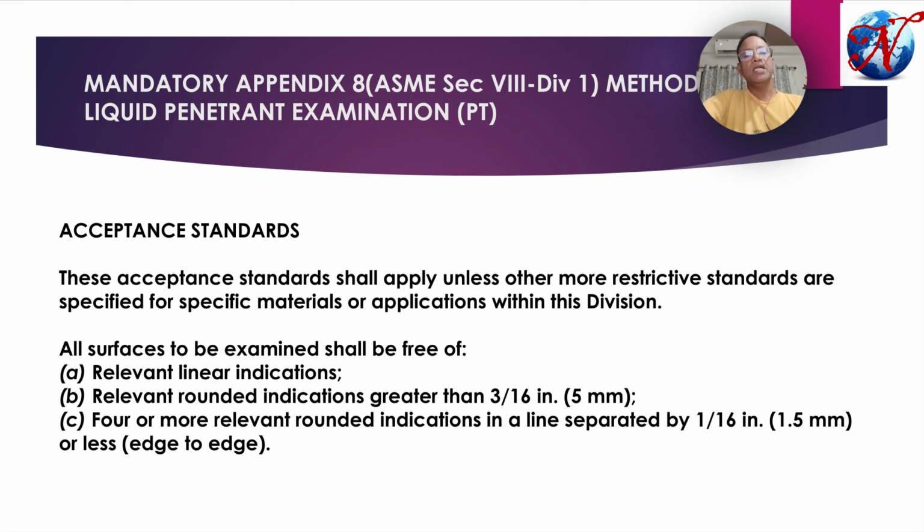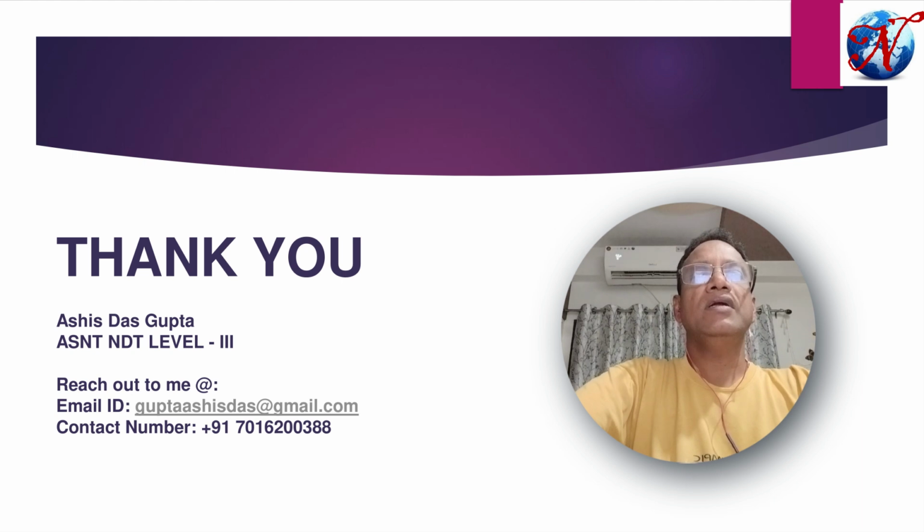So during the inspection, the type of defect needs to be identified as linear or rounded in nature, and the length and dimension will be measured with an industrial scale. If it is linear in nature, regardless of dimension, it is not acceptable, and if it is rounded, then you can accept it up to 5 mm, but the inspection needs to be carried out within 60 minutes. So that's all about liquid penetrant testing.